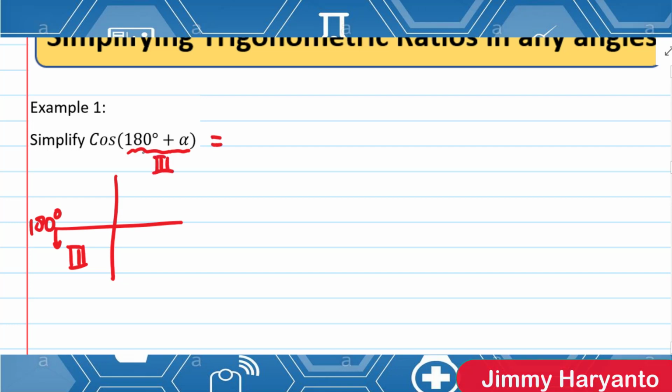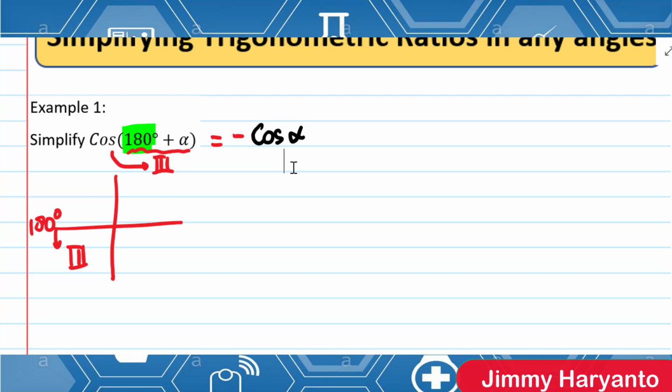Yeah, it will be quadrant 3. So cos in quadrant 3 will be negative, and then take a look at our benchmark. Our benchmark is 180 degree. It's normal. Yeah, if it is normal, so you don't have to change the cos into sine. Yeah, it's the cos already, and then cos alpha. So the simplified form of that one will be negative cos alpha.